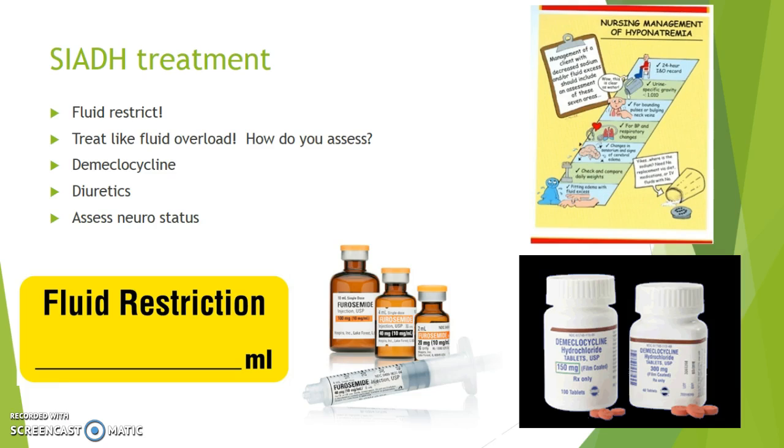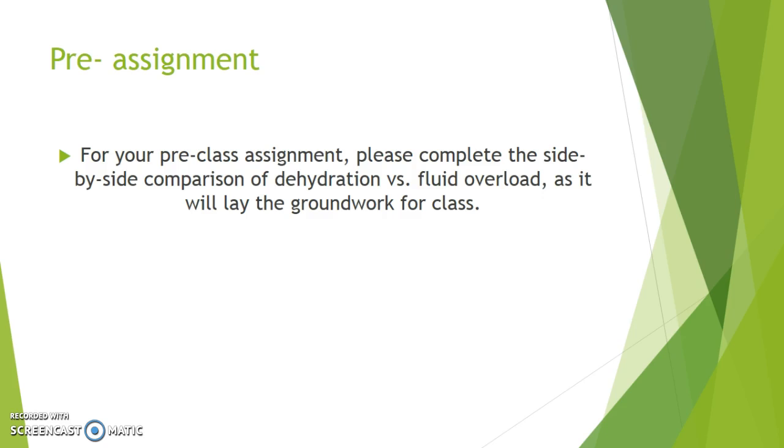Treatment of SIADH is going to be to decrease the amount of fluid that's going in. Treat it like fluid overload and think about how you're going to assess that. Diuretics and also demeclocycline, which we'll talk about in class. Neurologic status is going to become an important assessment as it relates to the treatment of SIADH.